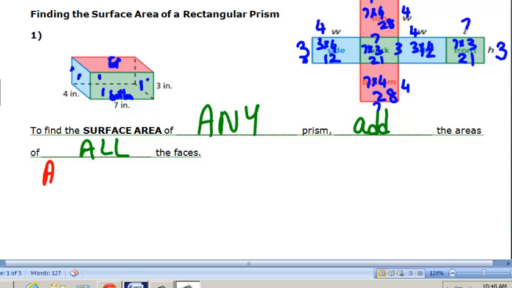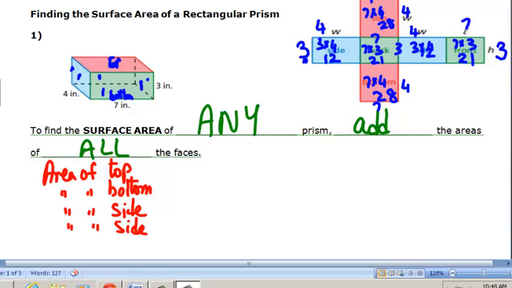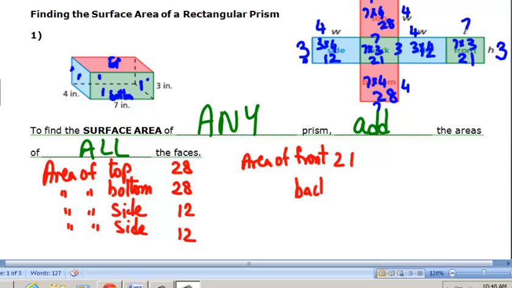So area of top, area of bottom, area of side, area of another side. So the area of the top ends up being 28, of the bottom being 28, of the sides were 12 each, and then the area of front was 21, that's what we figured out, and of the back was also 21.